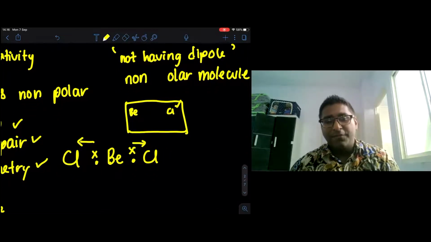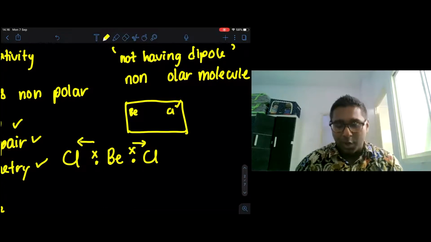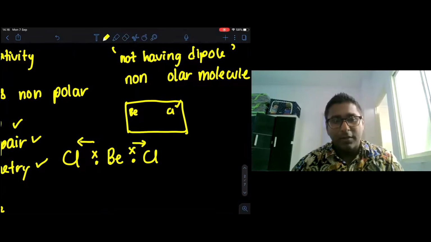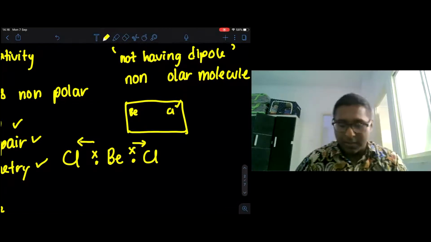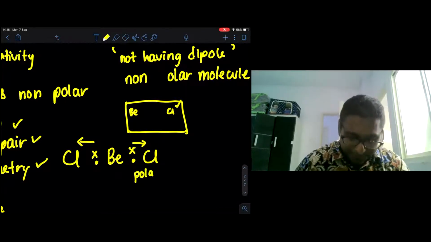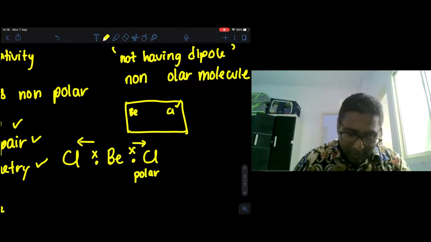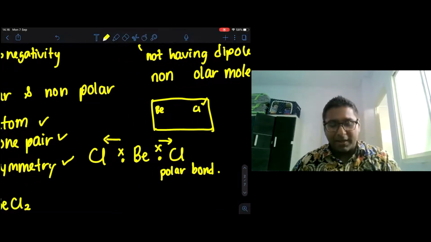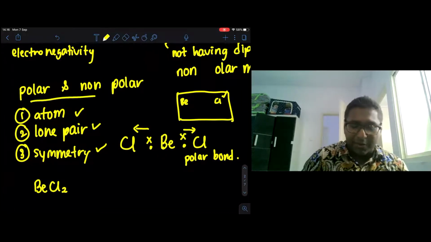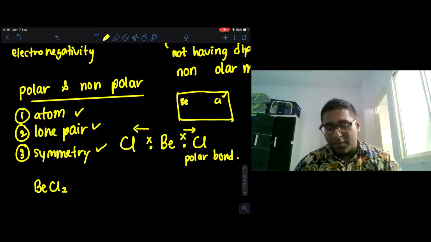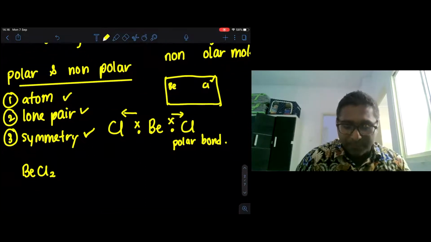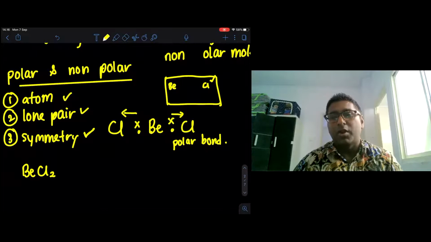Now, if I ask you whether the BeCl bonds are polar, of course, they are polar. Why? The electrons are not going to stay in the middle. It's pulling towards Cl. Of course, the bond is polar. But in order to determine polar and non-polar, that is not the only thing that we look at. We still need to look at the symmetry of the molecule.